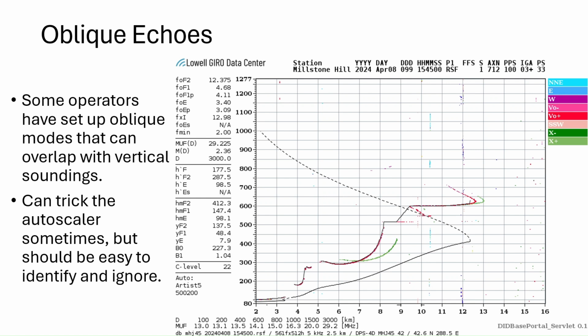So just be aware. The way they handle this is obviously just to put your slider here at the proper end of the F2 trace instead of trying to add on all this weird oblique stuff. Oblique echoes are always these kind of sideways V's. They should be pretty obvious to identify.